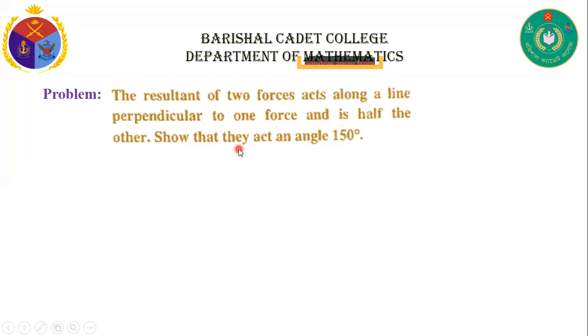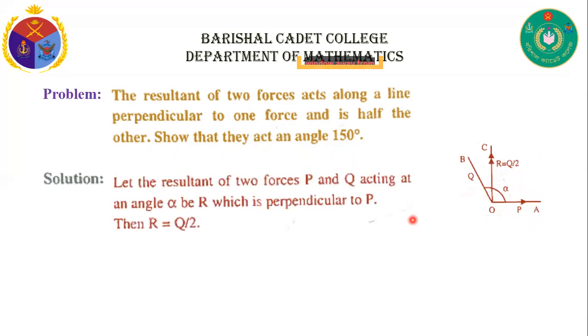Show that they are at an angle of 150 degrees. Here we see from the picture that there are two forces, P and Q. Their resultant R is perpendicular to P, and we have to show that the angle alpha equals 150 degrees. So let the resultant of two forces P and Q acting at an angle alpha be R, which is perpendicular to P, then R equals Q by 2.